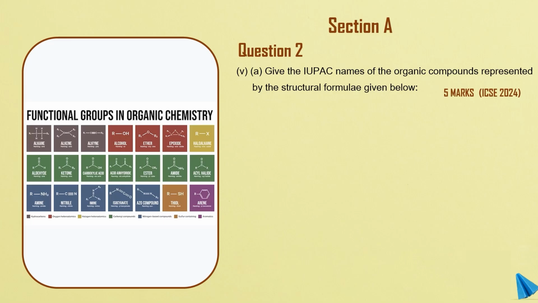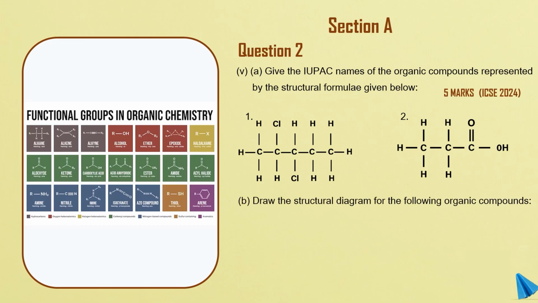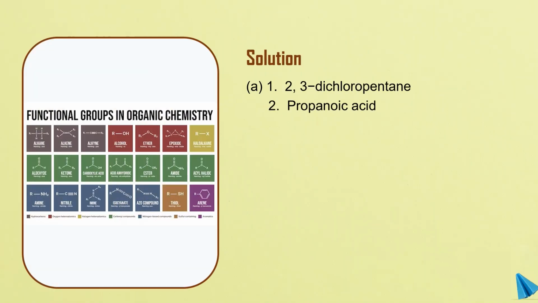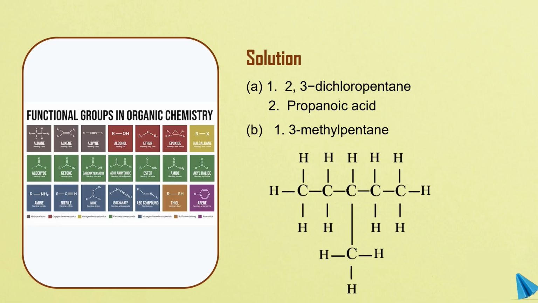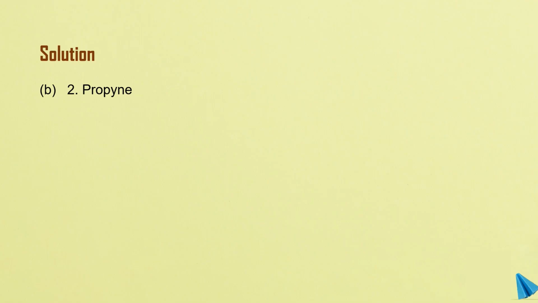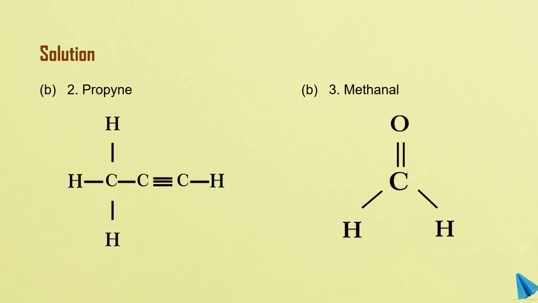So let's have a look at the first question that says give the IUPAC name of the organic compounds represented by the structural formulae given below. So this is the first structural formula. Here is the second. Draw the structural diagram for the following organic compounds: 3-methylpentane, propyne, methanol. So let us see the solution now. The answer to the first one is 2,3-dichloropentane, and for the second one, propanoic acid. B, 3-methylpentane, and here we have the structure as well. For propyne, here is the structure, and for methanol, here is the structure.